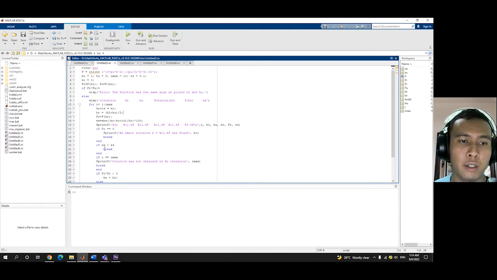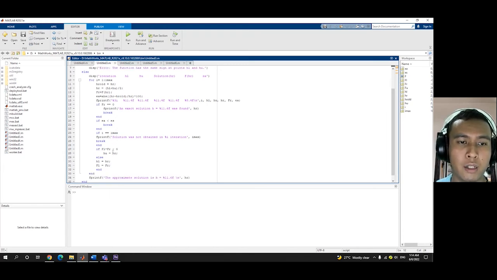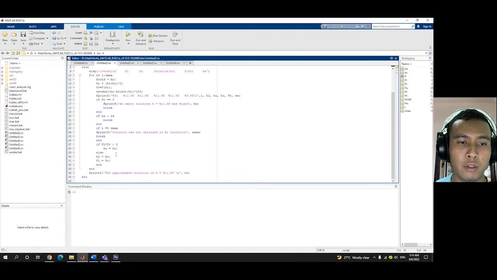and if I equals IMAX, it will show that the root is not obtained during the 10 iterations. If FL times FR is less than 0, HU equals HR, and otherwise HL equals HR, FL equals FR. And lastly, it will show the approximate solution, which is the root.